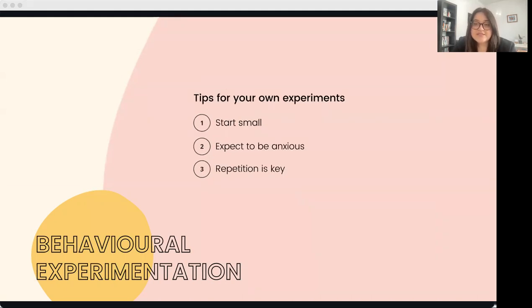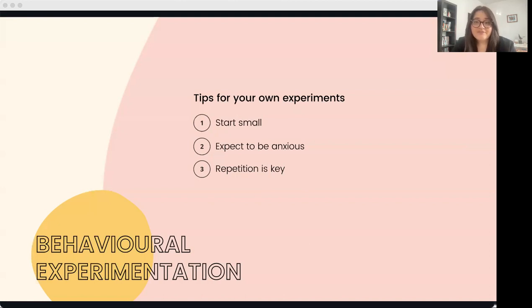Now, here are a few things to keep in mind when conducting your own behavioral experiments. The first thing is to really start small, right? Behavioral experiments should be implemented in a graded fashion. So begin experimenting with realistic situations 1 to 2 times per week, and then increase in frequency and in severity, if you will, when you feel ready. This will help develop a sense of agency and will also lead to greater success in the long run.